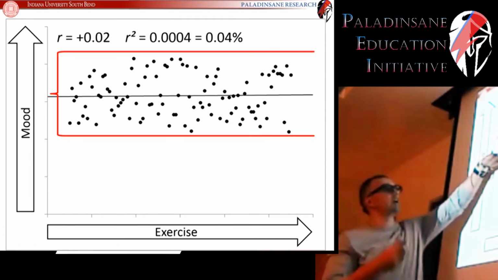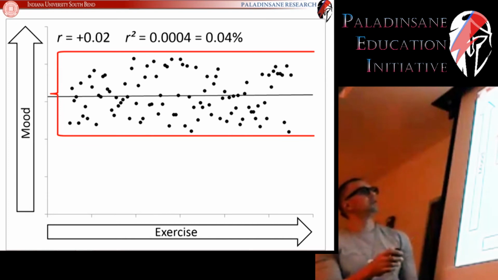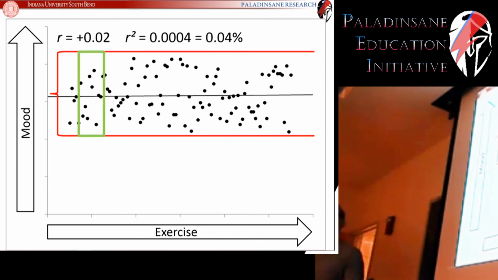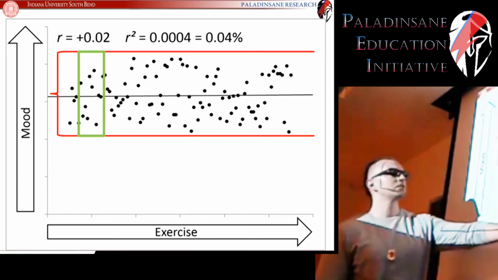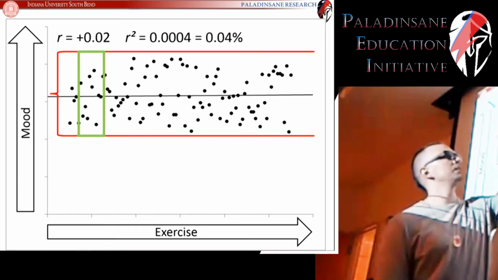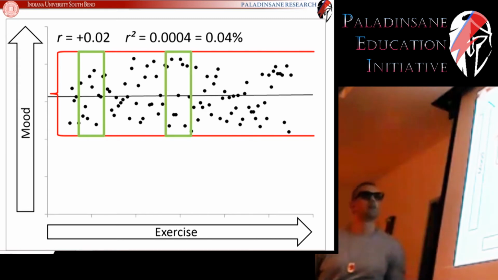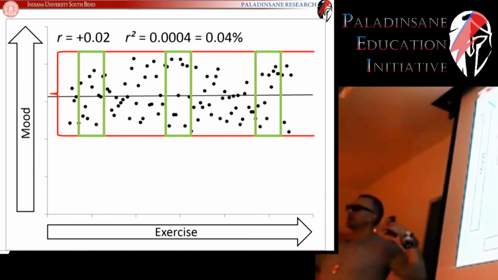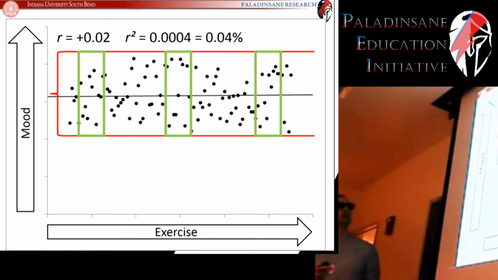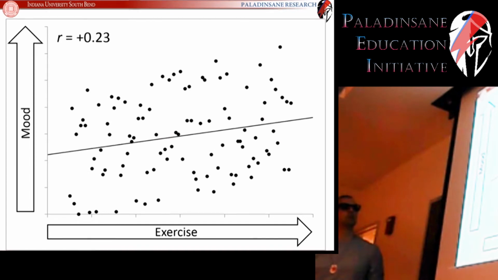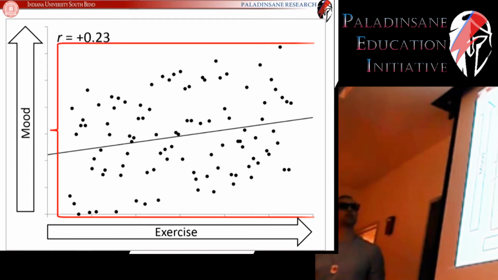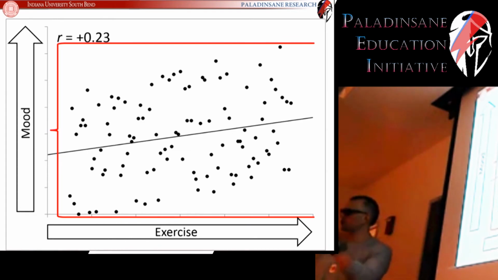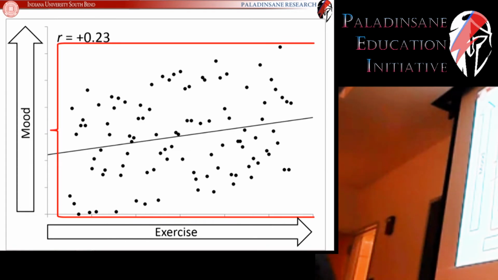So if you knew that somebody had a low level of exercise, rather than having to guess between these two red lines, you could reduce your uncertainty and only guess in that green box. If you knew that somebody had a middle amount of exercise, instead of guessing between these two red lines, you could reduce that by a whole 0.04%. So it's not helping you at all. It's reducing none of the uncertainty. As the strength of the relationship between the variables increases, the amount of uncertainty that you can reduce increases as well.